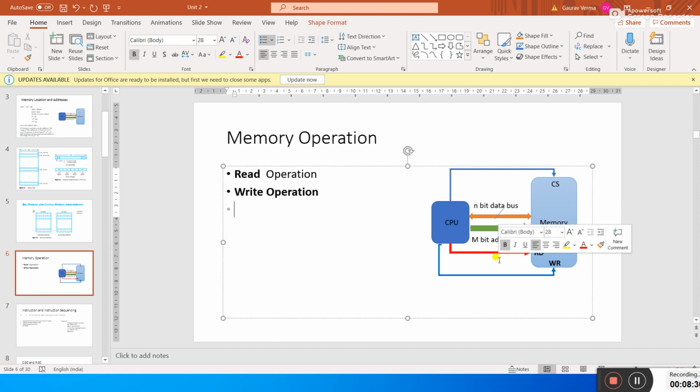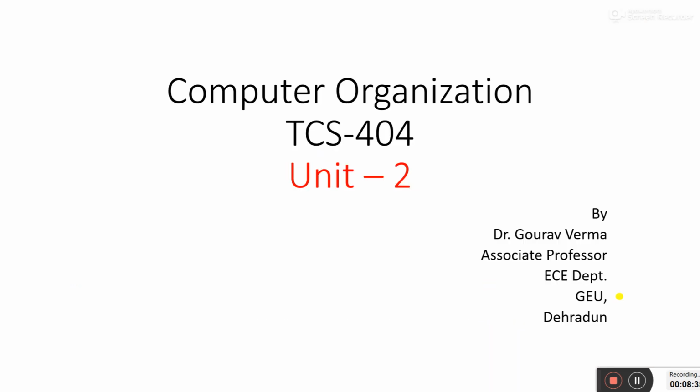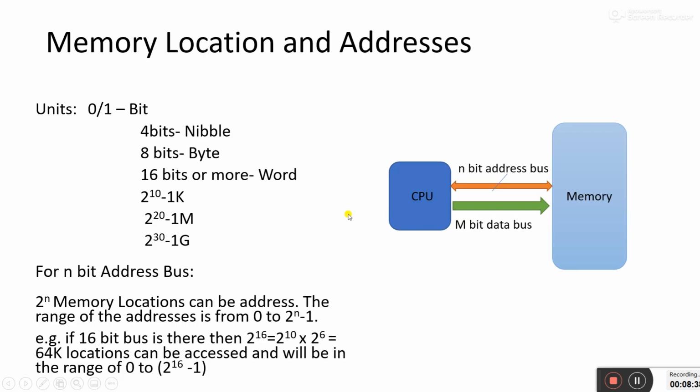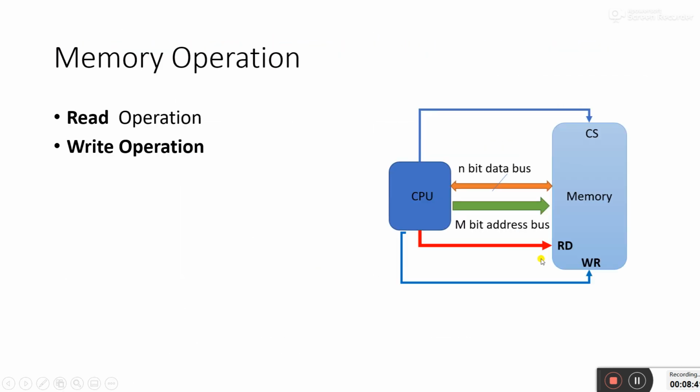So this is the case. Now we have an n-bit data bus, which is bidirectional, and an m-bit address bus, which is unidirectional, and now we have two operations on the data. Either I have to read the data from the memory, or I have to write the data to the memory. So we have read and write, two operations in this case.